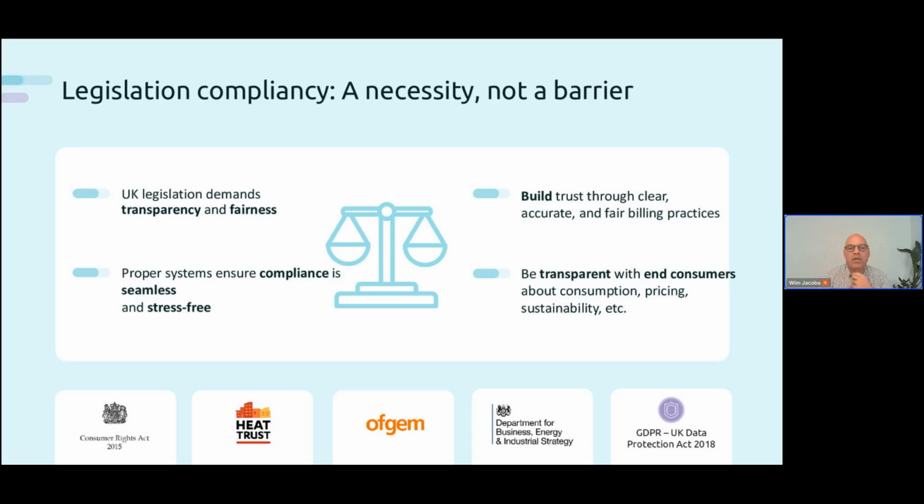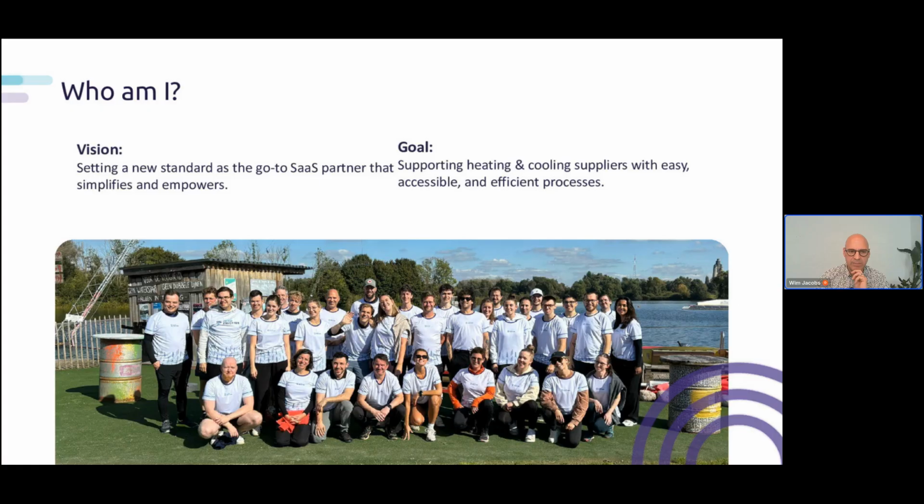And ensure compliance is seamless and stress-free, of course, but also how can we build trust and be transparent to the end consumers about consumption, about pricing, about sustainability. So that's all the requirements, in a nutshell, linked to your back office and front office, or your billing domain. I would say from the regulation perspective, of course, much more details are provided in these.